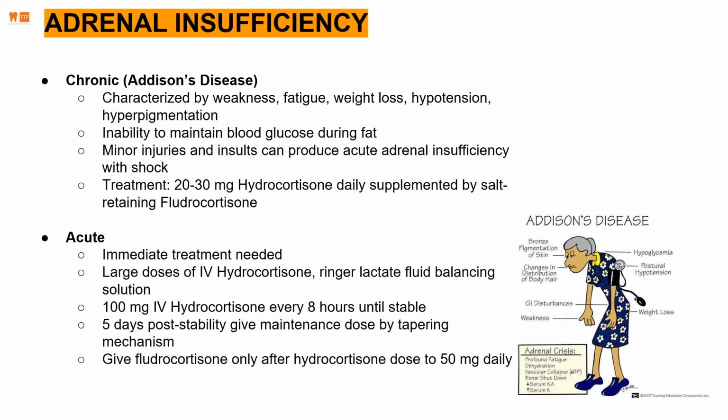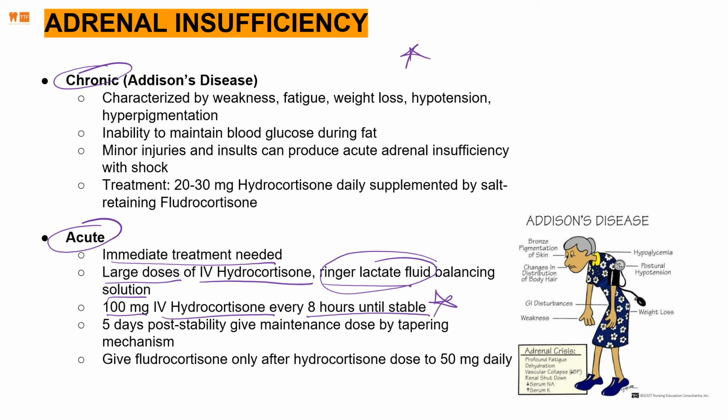Here it is, guys. Adrenal insufficiency. Finally, it's here. There's chronic, there's acute. Let's get the acute out of the way first. Why is chronic before acute? Because it's more common. Okay, acute. Immediate treatment is needed: a large dose of IV hydrocortisone, and Ringer lactate fluid to balance electrolytes. 100 milligrams of IV hydrocortisone every 8 hours until the patient is stable. Then for 5 days post stability, give a maintenance dose by tapering.